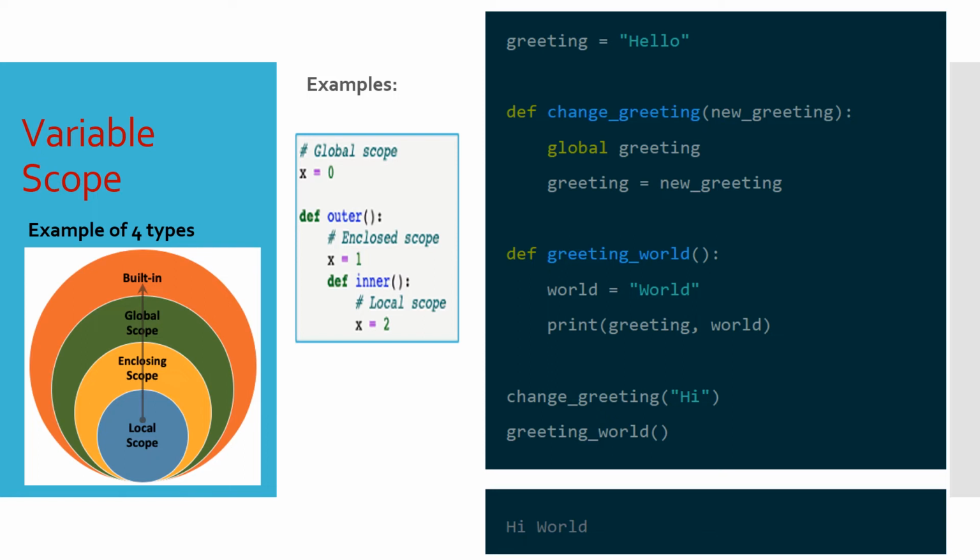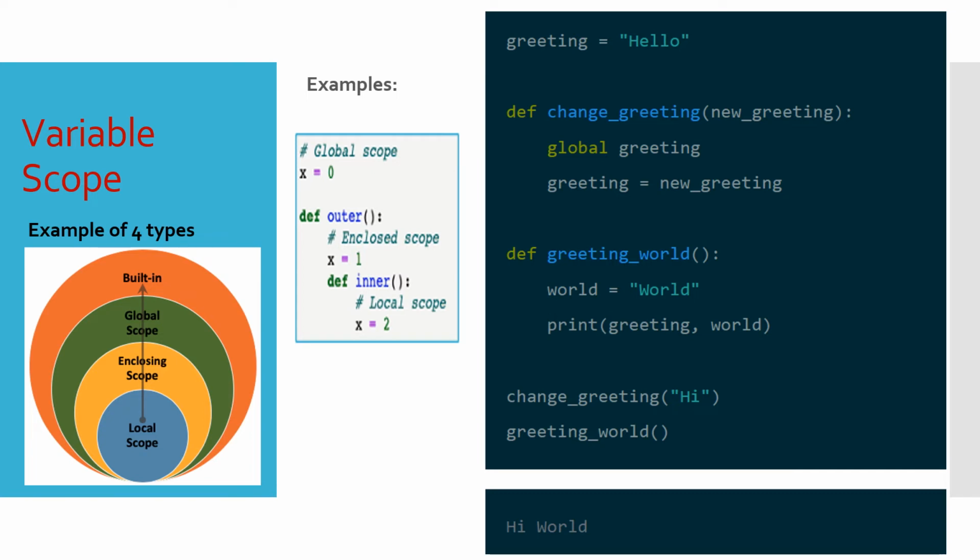The right hand side example is the best one. In this example, I've declared a variable called greeting as hello in the global scope location. So anywhere inside a program, if you just call greeting, it will give you a value of hello. But what's happening is I've also declared 2 different small functions. The first function is called change_greeting. Inside that, there is a new _greeting variable declared.